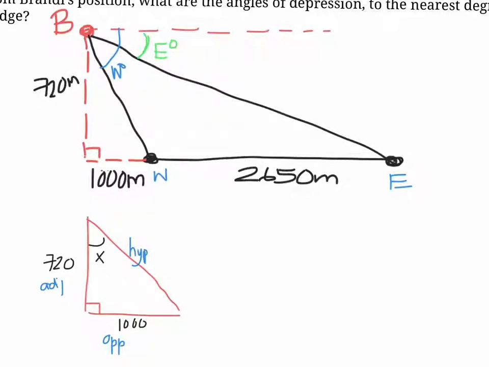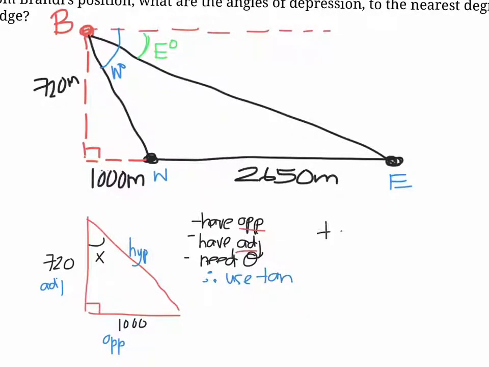Let's do our list next. We have the opposite side, we have the adjacent side, and this time we need the angle. So what ratio uses opposite and adjacent? If you look at SOHCAHTOA, that means that we're going to use tan. So here we go. I'm going to start off with tan of an angle is equal to opposite over hypotenuse.